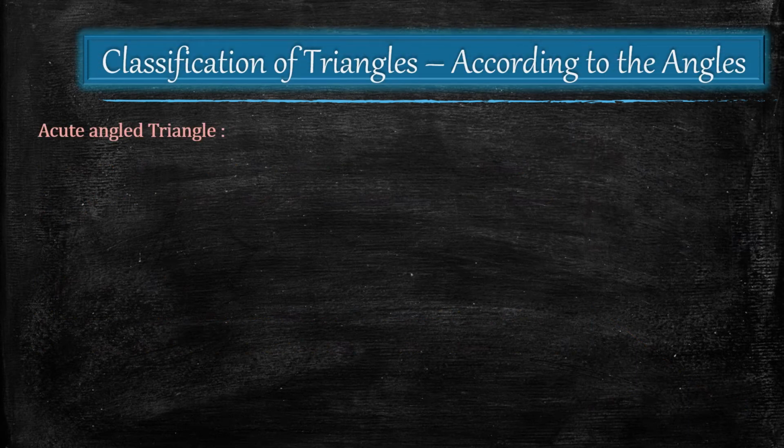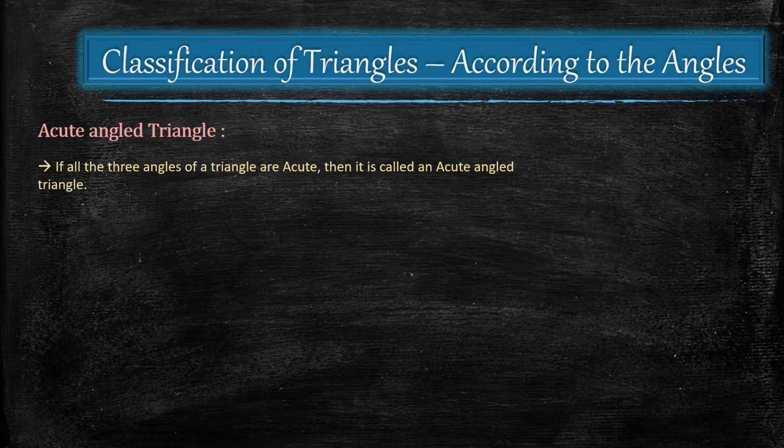Next is acute angle triangle. As we know, an acute angle is nothing but an angle that measures less than 90 degrees. So if all the three angles of a triangle are acute, which means all the three angles of a triangle are less than 90 degrees, then it is called an acute angle triangle.